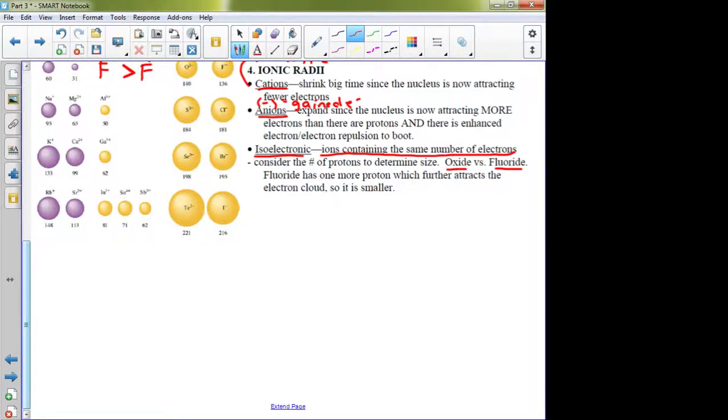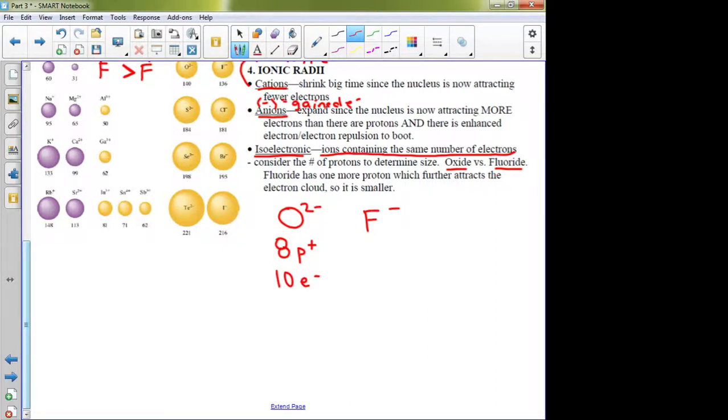So, oxide, what's the most common oxidation state of oxygen? 2 negative. What's the most common oxidation state of fluorine? -1. Okay. All right, so how many protons does oxygen have? 8, because it's number 8 on the periodic table. So it has 8 protons. Okay? Since this is 2 negative, how many electrons does O2 negative have? It's got an extra 2. 10. So it's got 10.